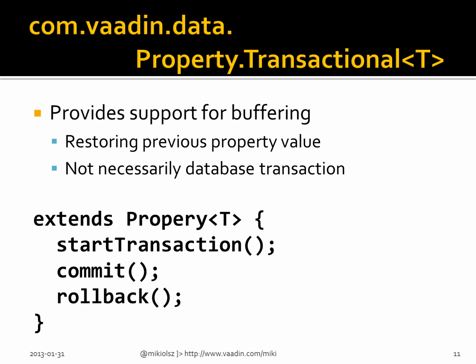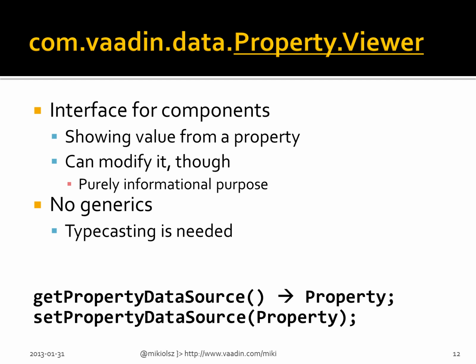An extra interface new in Vaadin 7 is the transactional property. It provides support for buffering the value. All the changes to the property are stored locally in the property itself until somebody calls commit, and then they are sent to the underlying data source. It is also possible to roll back the changes to the previous state, so the state of the previous commit. There is a similar concept in Vaadin 6 that is still around in Vaadin 7, but my guess is that transactional properties will be slowly taking over the Vaadin 6 concept.